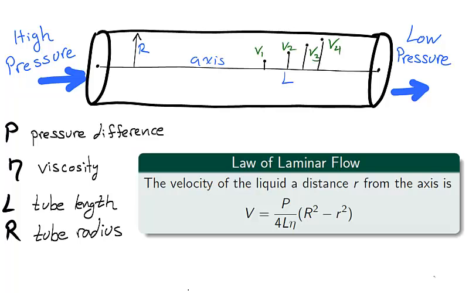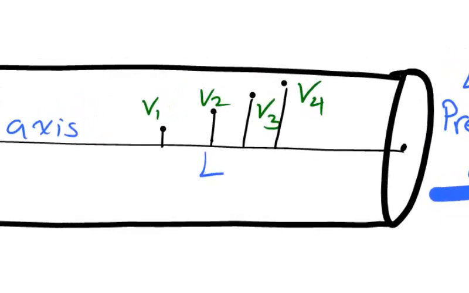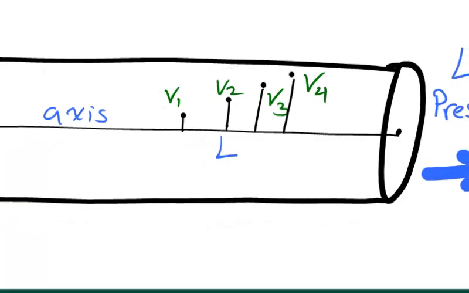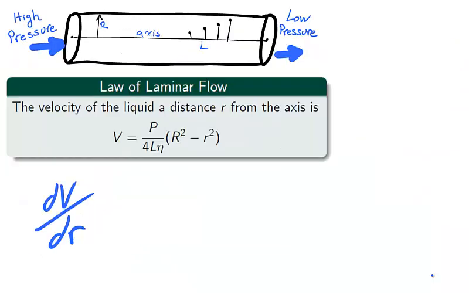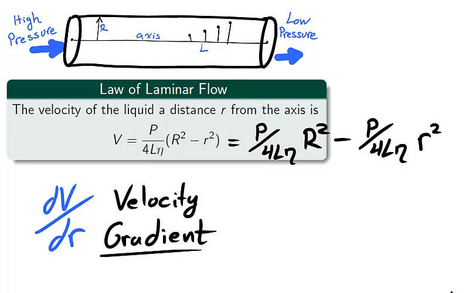Question: how fast is the velocity of the liquid decreasing as we move from the axis to the wall? That is, what is the trend in velocity from v1 to v2 to v3 to v4? What we are looking for is the change in velocity v with respect to the change in radius from the axis, little r. dv over dr is called the velocity gradient. We can calculate the velocity gradient by taking the derivative with respect to little r of v.